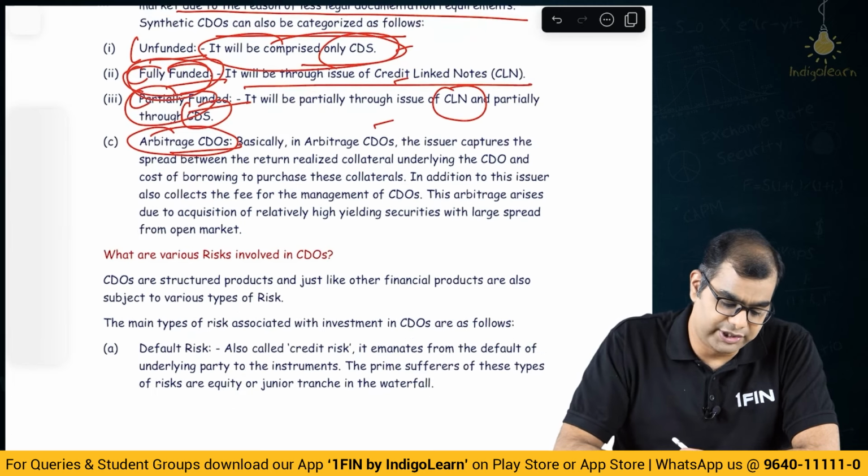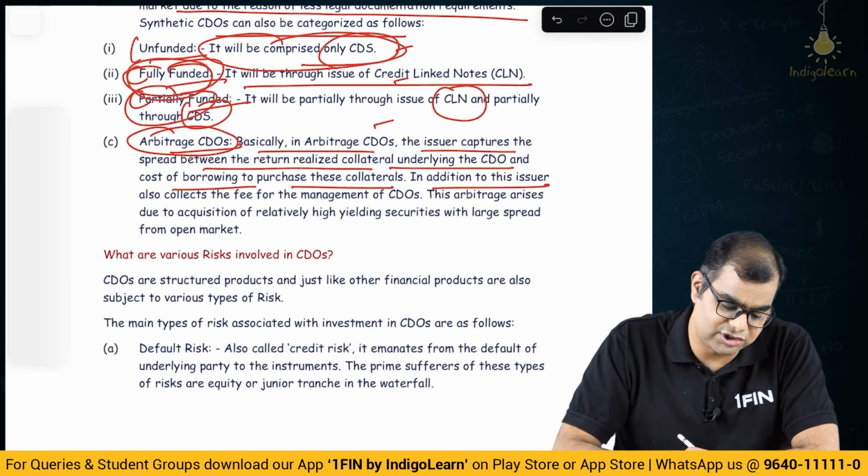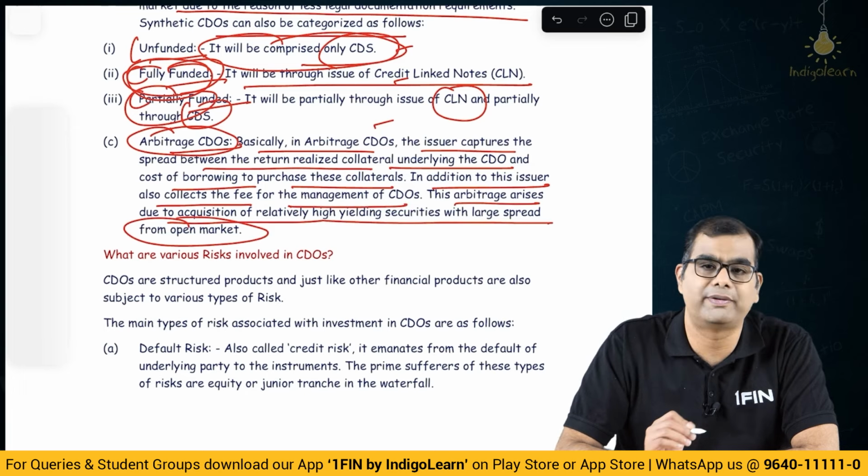What is an arbitrage CDO? Basically, in an arbitrage CDO, the issuer captures the spread between the return realized from the collateral underlying the CDO and the cost of borrowing to purchase these collaterals. In addition to this, the issuer also collects a fee for management of the CDO. This arbitrage arises due to acquisition of relatively high yielding securities with large spread from the open market.